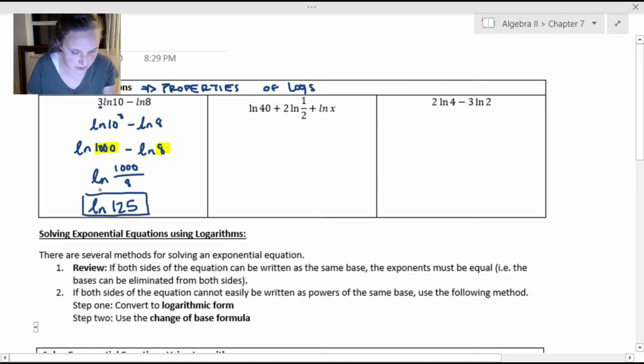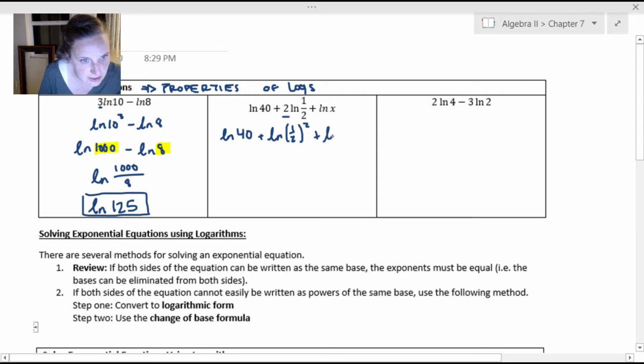All right, these ones are trickier over here, but we can continue on. First we want to get rid of coefficients, so this 2 is going to become an exponent. Everything else stays the same. Natural log of 40 plus the natural log of 1/2 to the power of 2 plus the natural log of x. I see the plus sign, so I'm going to multiply everything. Let's simplify the 1/2 squared first. Natural log of 40 stays the same. 1 squared is 1, and 2 squared is 4. So we get the natural log of 1/4 plus the natural log of x.